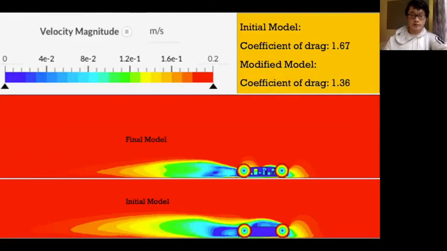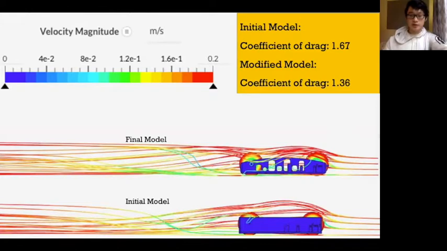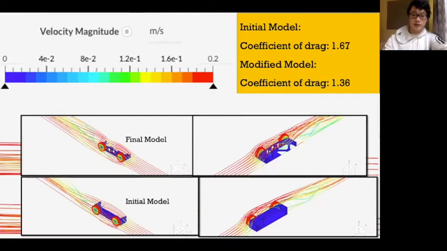This is the result of the air simulation when the vehicle is running at a theoretical maximum speed of 0.2 meters per second. And we can see that in our final model, there is much less disturbance in the velocity field of the air. And we can also use a particle trace visualization, which shows that the airstream is much more stable in the final model. And we can also notice that the airstream of air particles, when making contact with the front wheel, is much more stable and less disturbed in the final model.